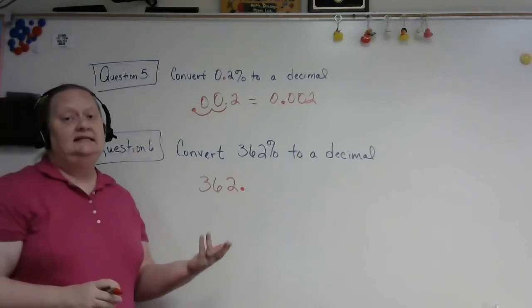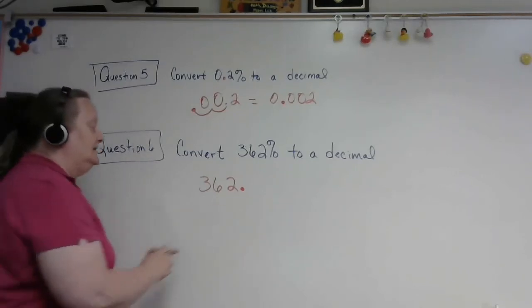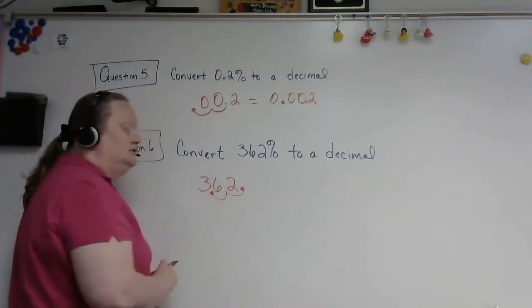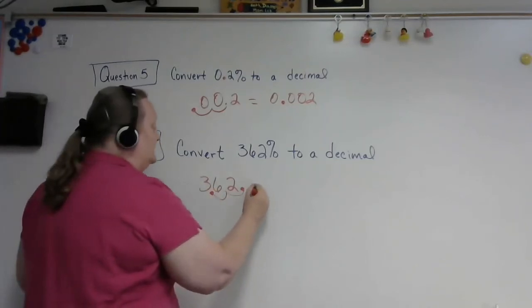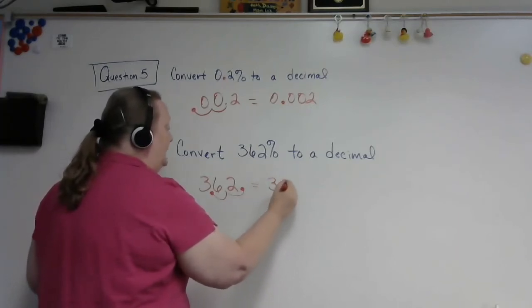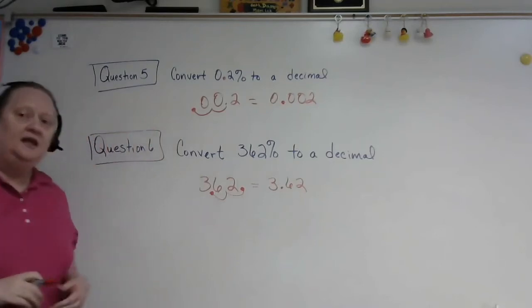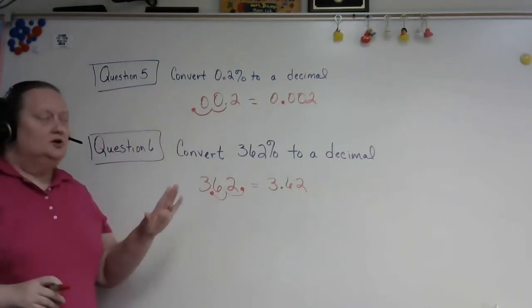Then that decimal needs to be moved back 2 places. So that's 1, 2, and it comes up and ends up between the 3 and the 6. So that would be 3.62 as a decimal.